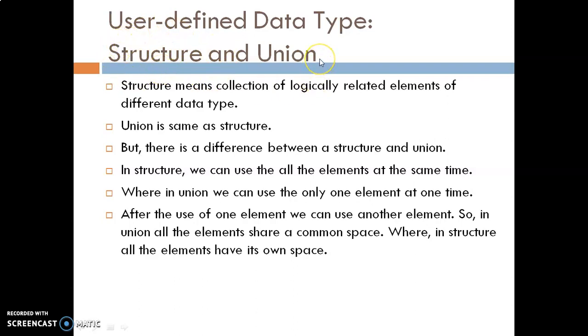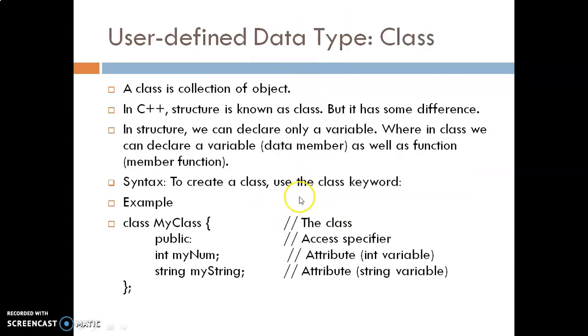You all have learned about structure and union in C also. Among user defined data types, the most important is class. That is a new feature that we are getting in C++. So a class is a collection of objects. In C++, structure is known as class. As I said, you all have learned about structure and union in C. Similarly, class is nothing but a synonym, like a structure of C, in C++. It has some differences, only a few.